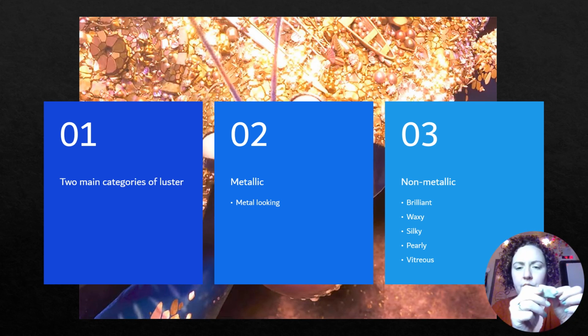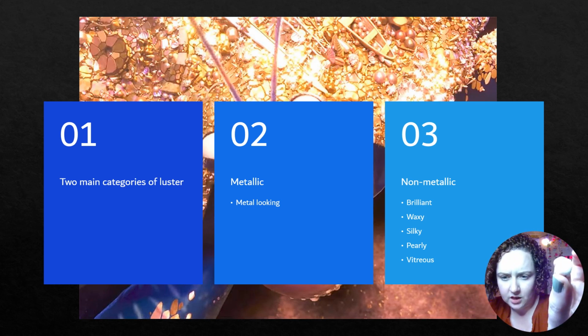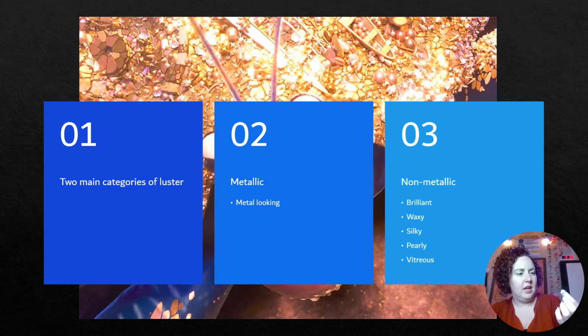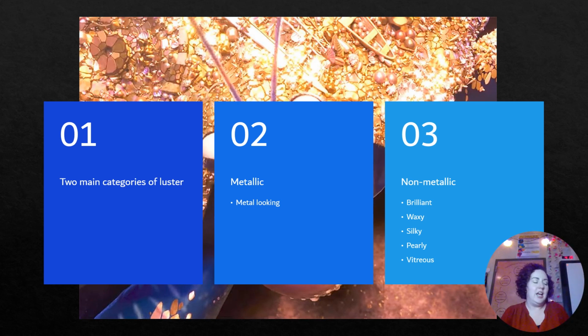So talc can look kind of waxy or kind of silky-ish. When we say silky, we're looking at things like, can't really see it well on this one, but it looks like little strings of silk, pearly. If you think of a mother of pearl, again, I have another example on my ring. And then vitreous, basically, does it look like a mirror or does it look like a piece of glass? Things like that. I'm going to give a couple more examples on the next slide, but that is the difference between whether your luster is metallic or non-metallic.